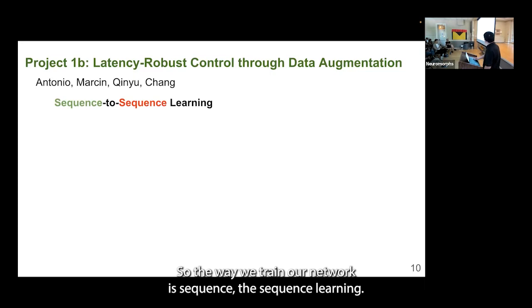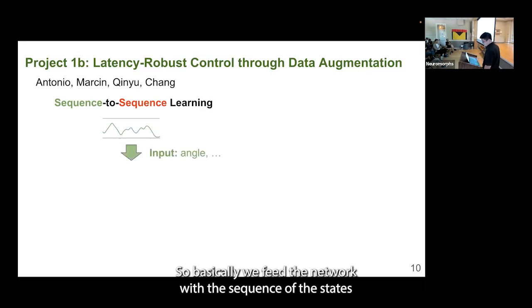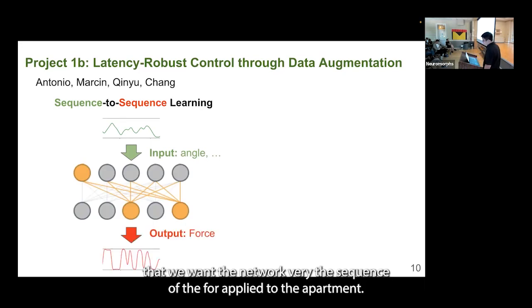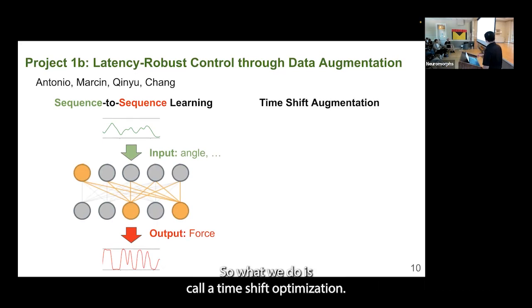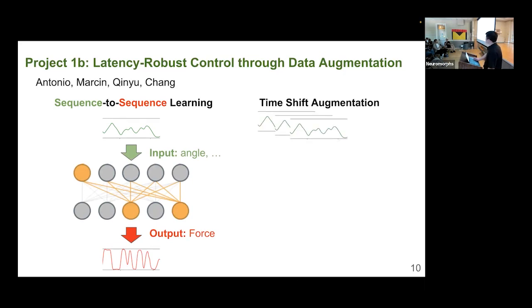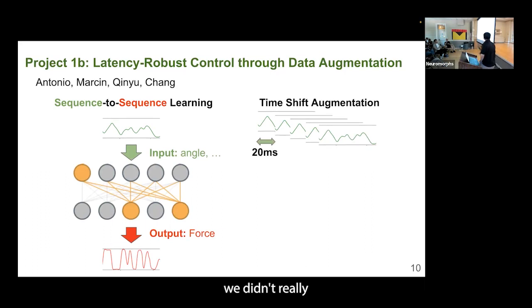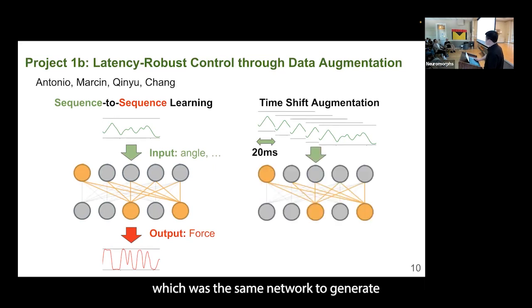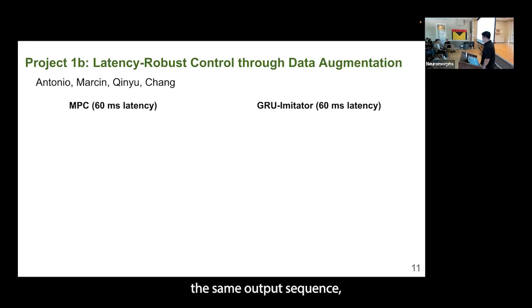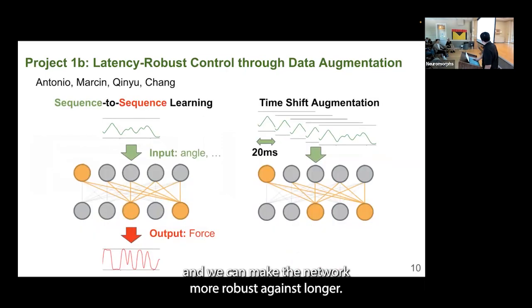The way we train our network is sequence-to-sequence learning. We feed the network with a sequence of the states, and we want the network to generate the sequence of the force applied to the cart. A small trick we use is called time shift augmentation. We made multiple copies of the same dataset and merged them into a bigger dataset, but we deliberately introduced a 20 millisecond latency between each one of the subsets. By doing this, we train the same network to generate the same output sequence, and we can make the network more robust against long latency.